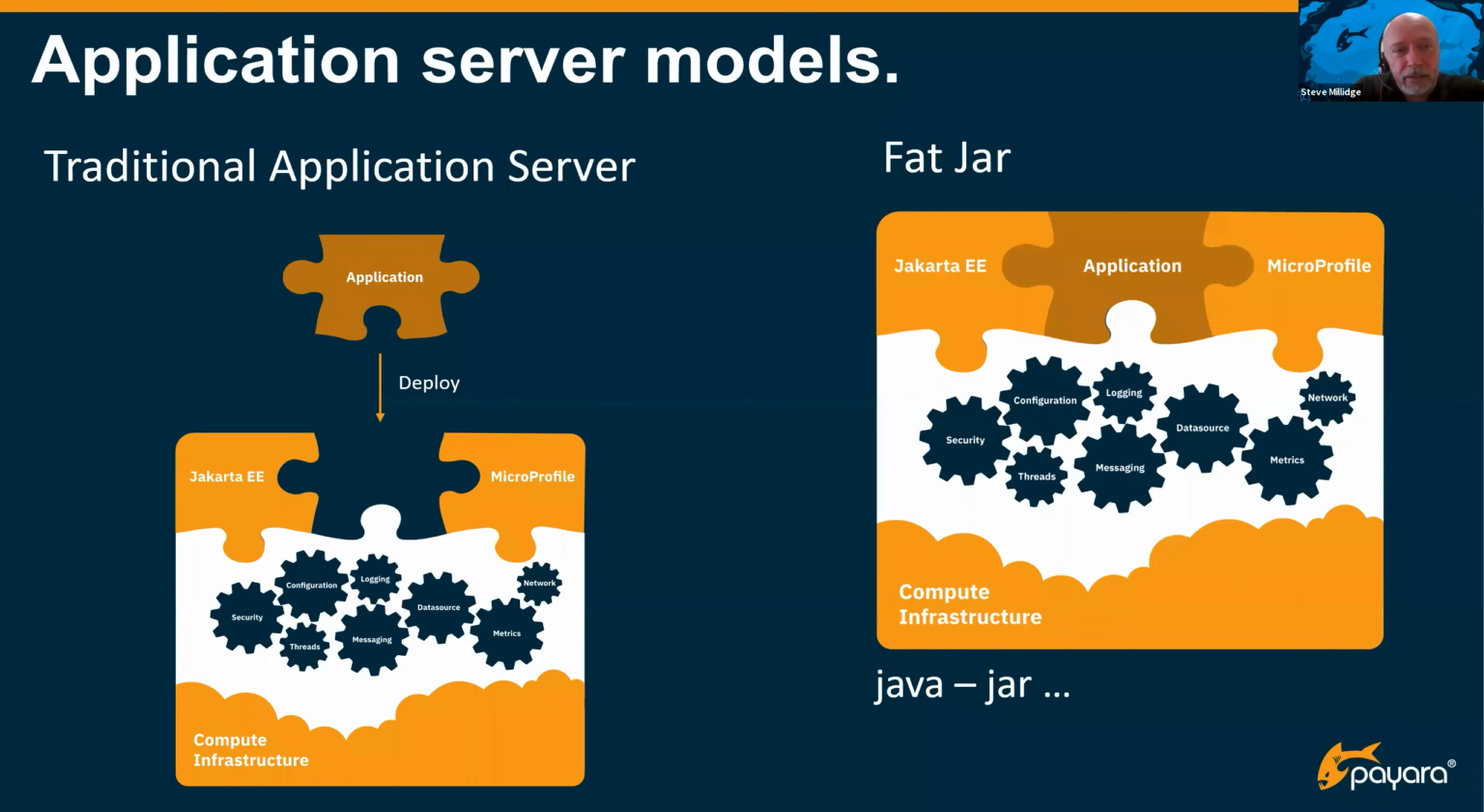The second model, which is quite popular as well, is what's called a fat jar. In this case, all you're really doing is packaging your application with your application server into a single jar file, which you can then run on the command line with java -jar.